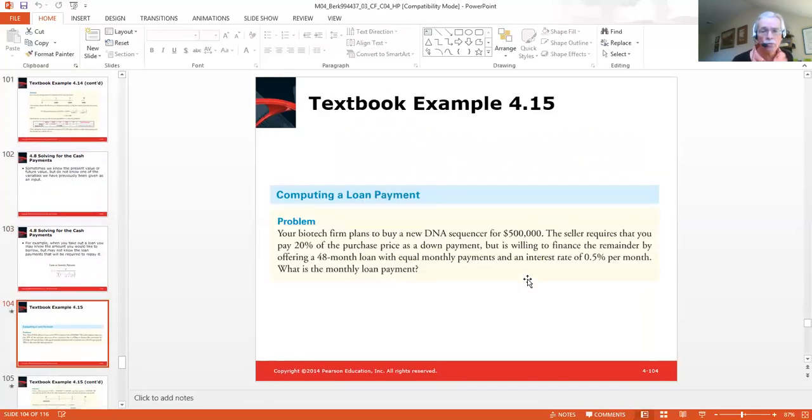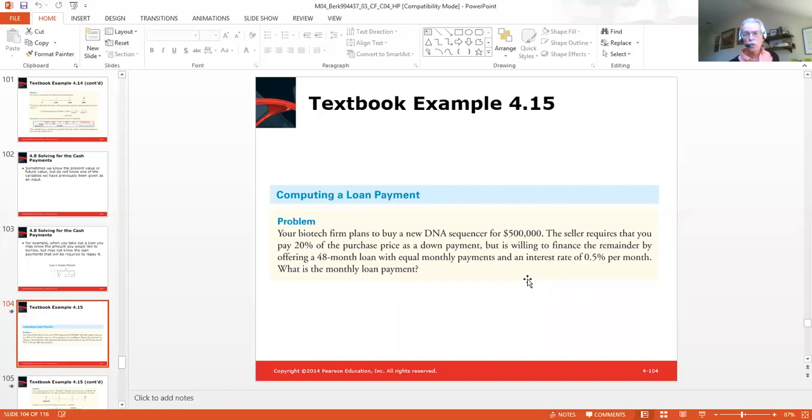We're now going to solve for a payment. We could also, with these variables, solve for rate. You would call upon Excel to give you a rate formula. In this case, we're going to call upon Excel to give us a payment formula in order to solve this problem.